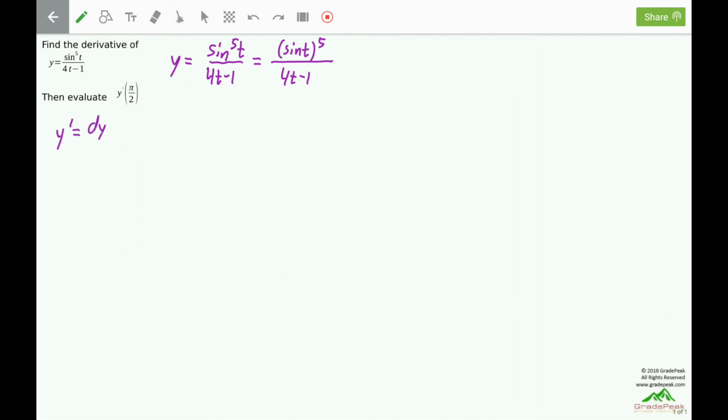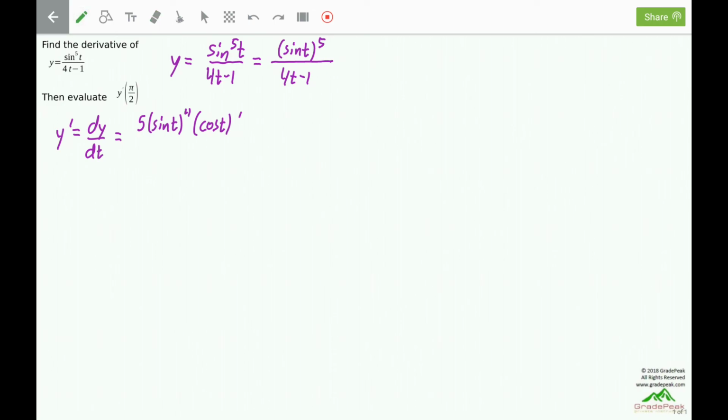The derivative, y prime or dy dt, will be found by the derivative of the numerator. We have a quantity to the fifth power. We'll start with the power rule. Bring the power down, leave the inside alone, subtract 1 from the power, and then multiply by the derivative of the inside. The derivative of sine of t is cosine of t to complete the chain rule.